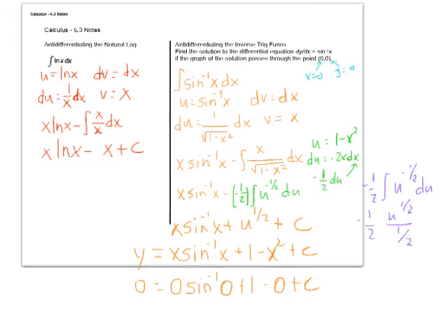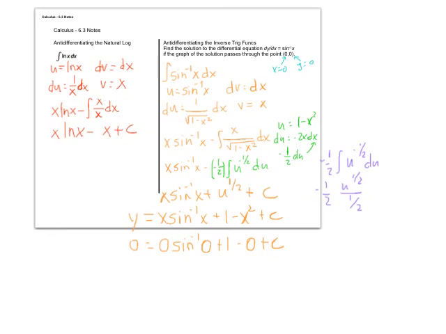So my specific solution on this guy then is y equals x arc sine of x plus 1 minus x squared minus 1. And this should be square rooted, because it's to the 1/2 power. There you go.